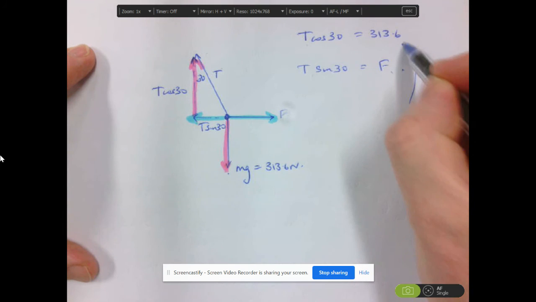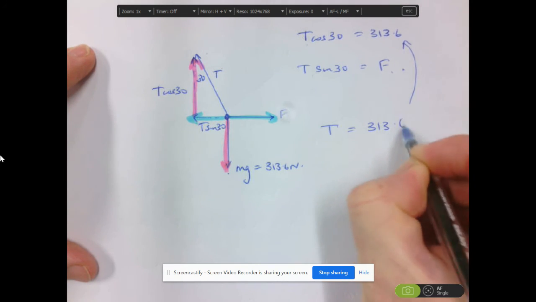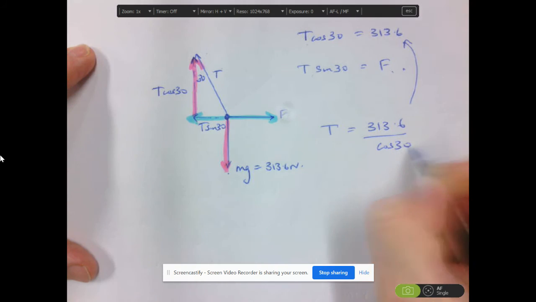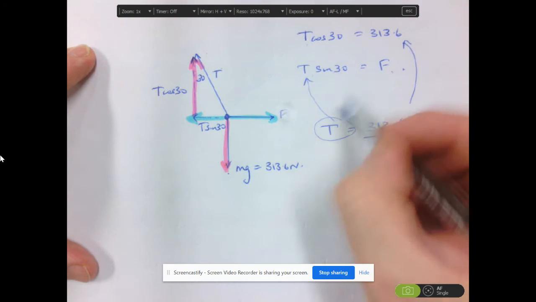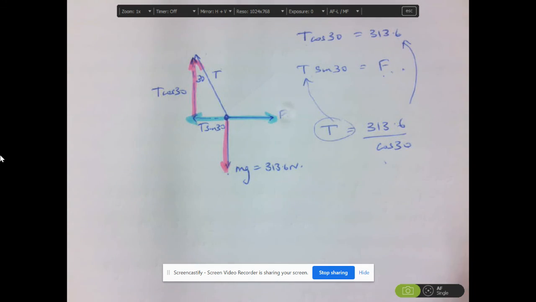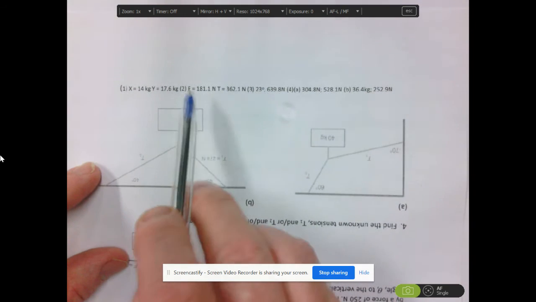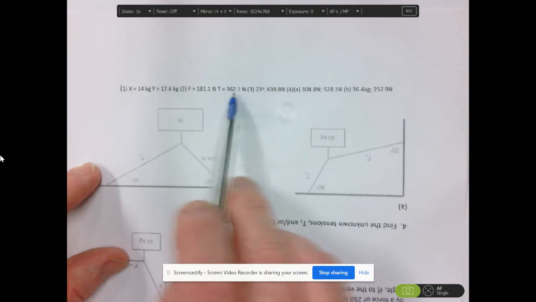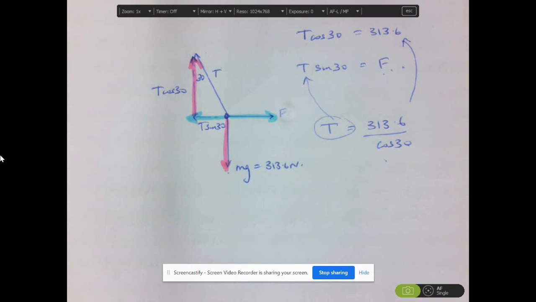By using this formula here, we know that T would equal 313.6 on cos 30. And from that value, we can take this value, pop it into here, and find F. The solutions, the values that you need, are at the bottom of the sheet, upside down here. So we're looking for F to be 181.1 and T to be 162.1 newtons. I hope you're successful at finding that. Thank you.